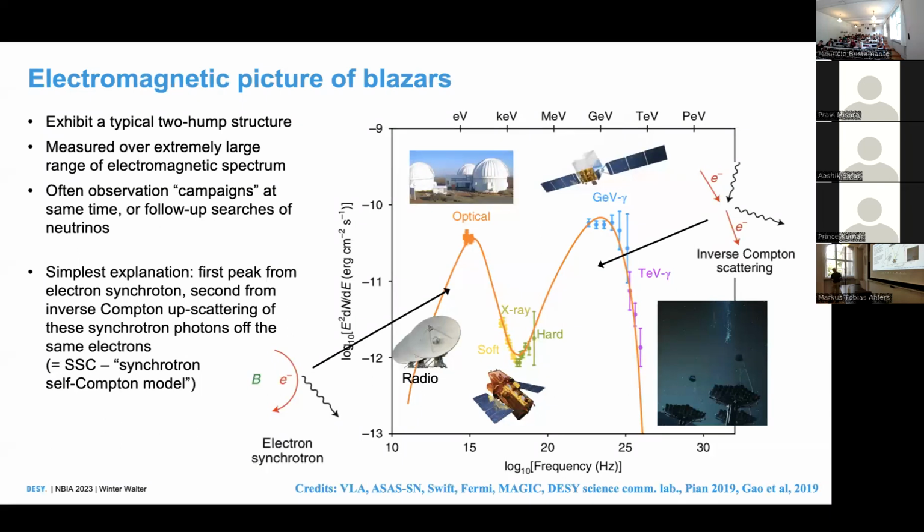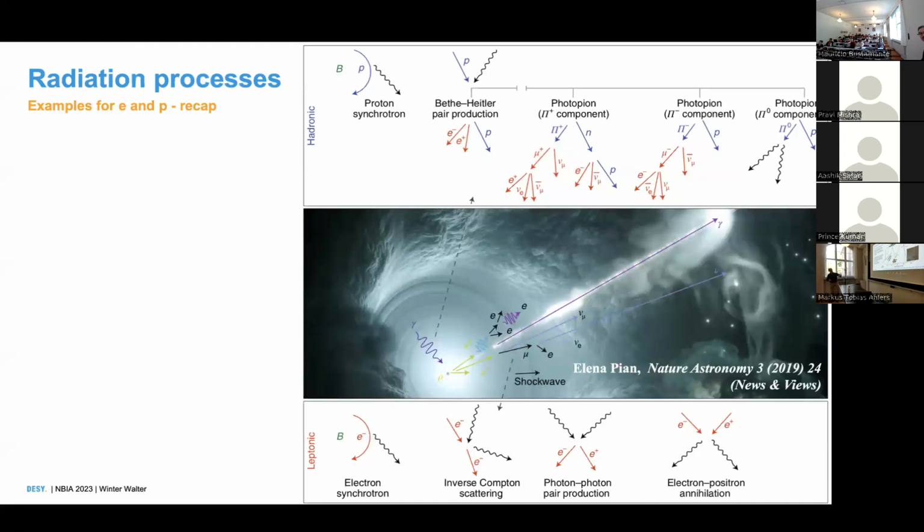Sometimes you don't fit the radio data because they're believed to be coming from a different, larger region, so they don't fit this picture. But apart from that, this double hump thing is something which you would describe by these effects. So this, of course, is nice, but as you can see, there are no neutrinos involved in the game and no protons. So it's not so interesting for us, actually, as a first approximation.